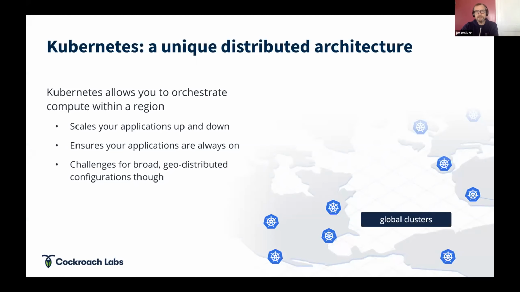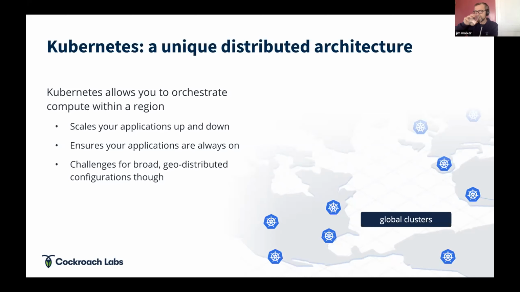Use etcd, it's the brain of Kubernetes. Scale the amount of services you want up and down, and it's going to ensure that your applications are always on, right? But I think one of the things that holds back Kubernetes a little bit is when we start to think about multi-region clusters, these broad geo-distributed configurations. It's still a little bit difficult to actually deal with these things.